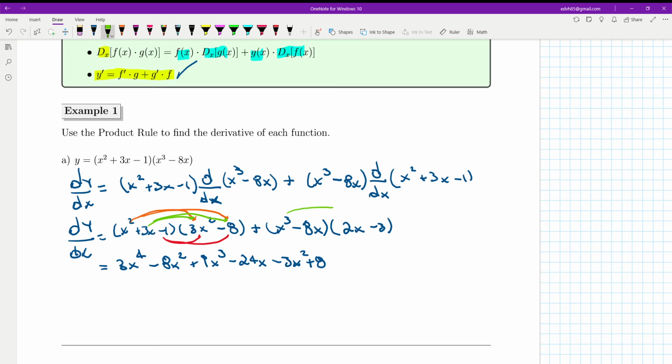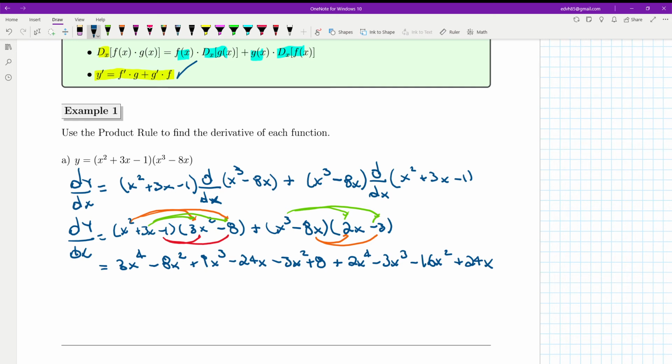So that's x cubed times 2x and x cubed times negative 3. And on the other hand, negative 8x times 2x and negative 8x times negative 3. So that will be plus 2x to the fourth, and minus 3x cubed. And last but not least, negative 8x times 2x, that's going to give us negative 16x squared, and then plus 24x.